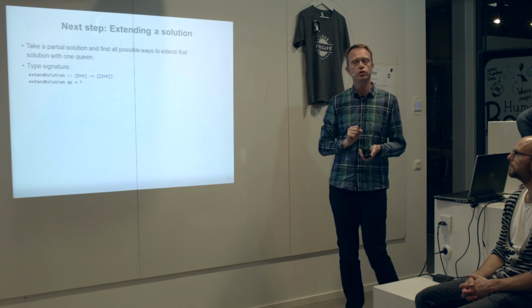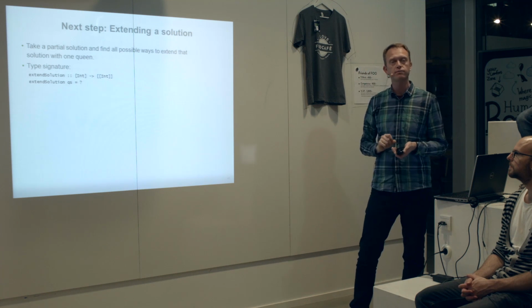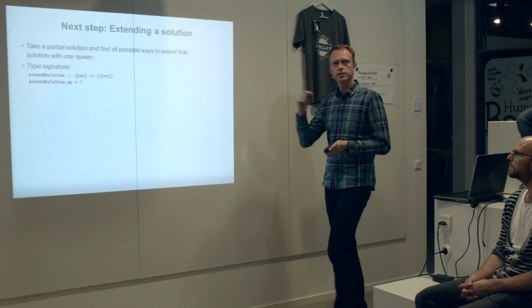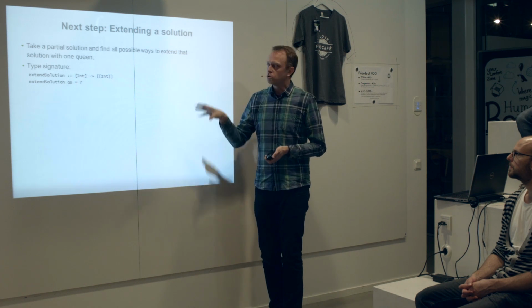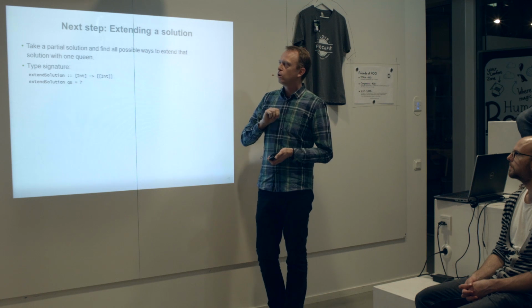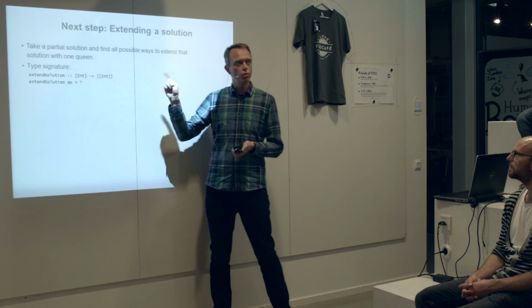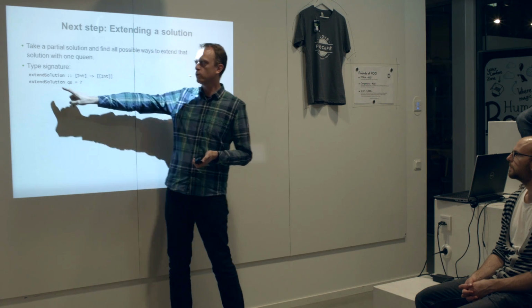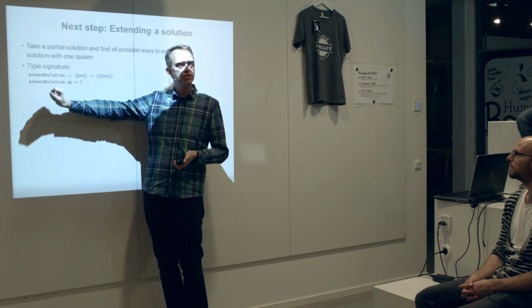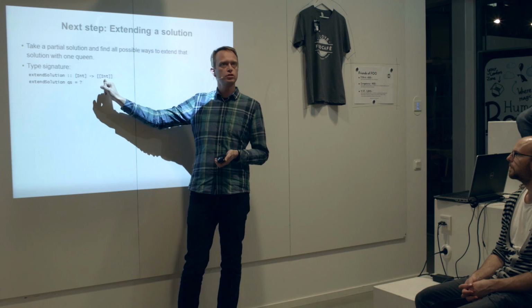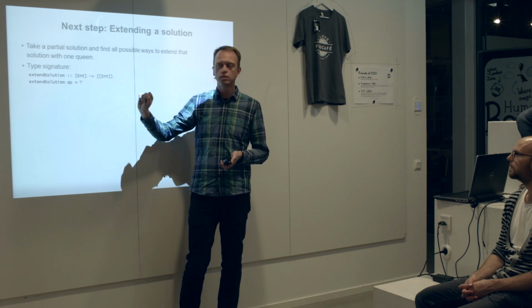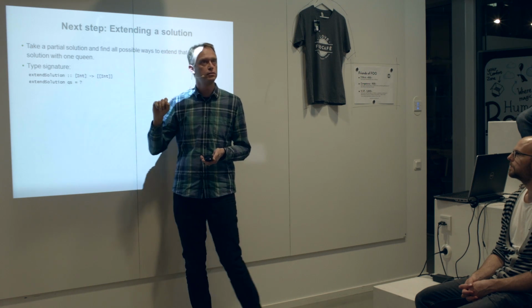We want to use these functions, or actually want to use the OK to add function in order to be able to create extensions on solutions that we already have. So the idea here is now to take one partial solution and find all possible ways to extend that solution with one queen. So we want a function which has this signature. It takes a solution, and it creates a list of solutions, which are all the extensions. So how do we define this?